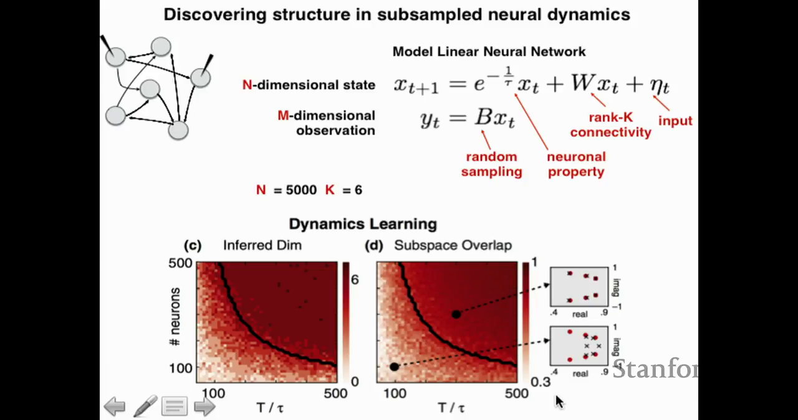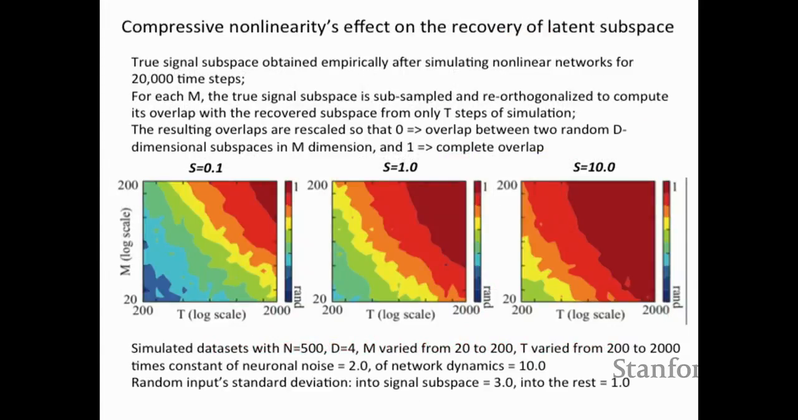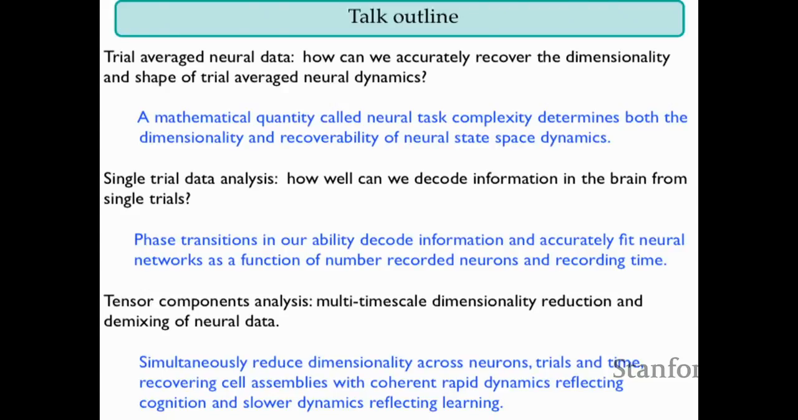So it's a very similar story, a trade-off between two very different parameters, number of neurons and the amount of time you get to watch the circuit. We tried this on nonlinear neural networks, and we observed similar hyperbolic trade-offs that shift depending on the nonlinearity. So then the last part of the talk, which I think I can finish in about 10 minutes.